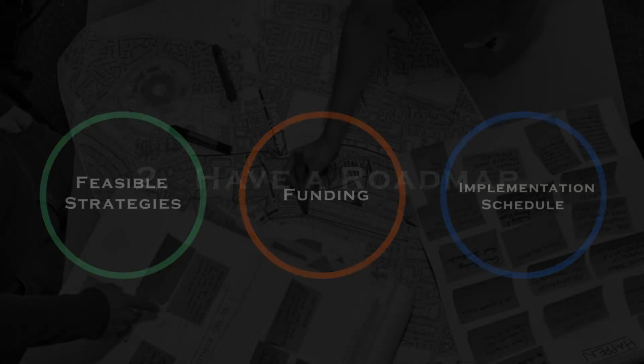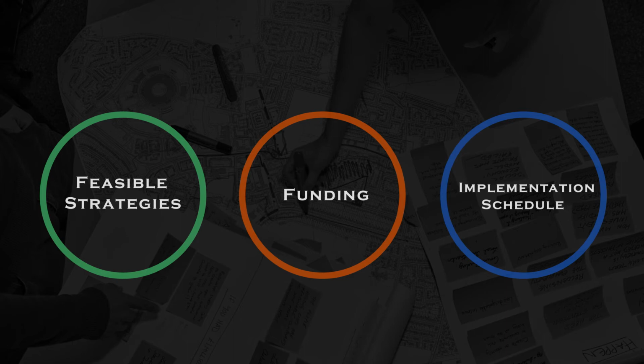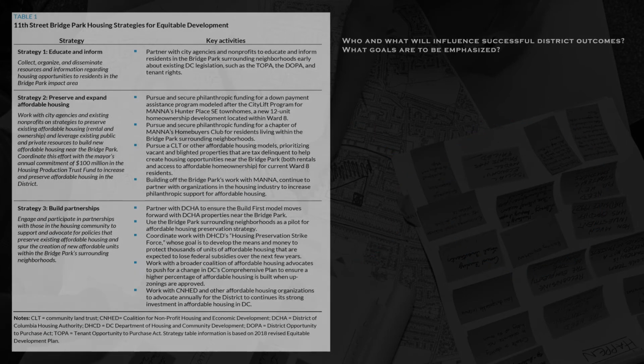Second, have a roadmap. After a firm collaboration has been established, a team of key stakeholders representing the district's major public, private, and civic sectors should be formed to represent and lead the partnership. In order to make sure the plan can be carried out, we must identify feasible strategies, funding, and an implementation schedule for reaching targets. While drawing a roadmap towards equitable development, questions that need to be asked are who and what will influence successful district outcomes and what goals are to be emphasized.